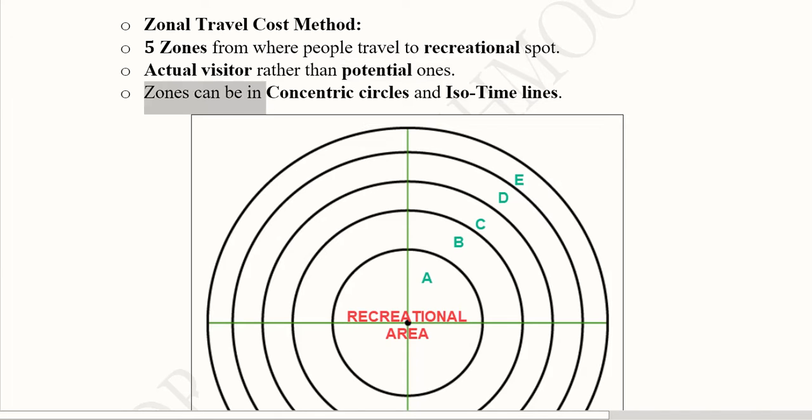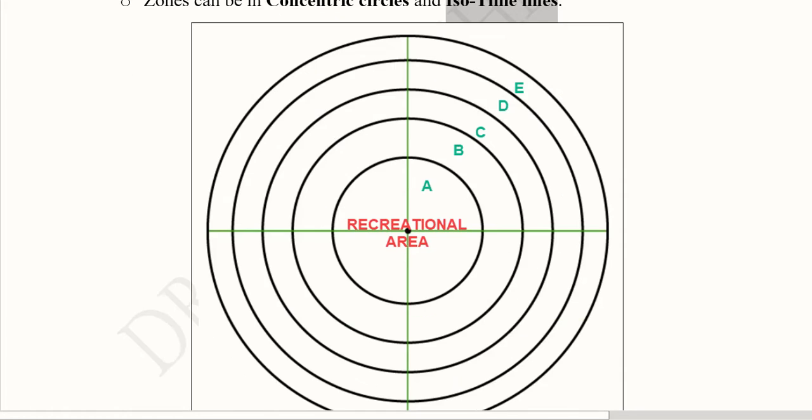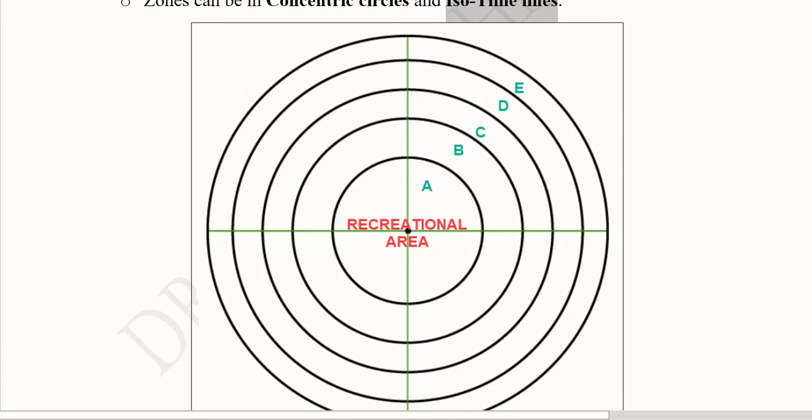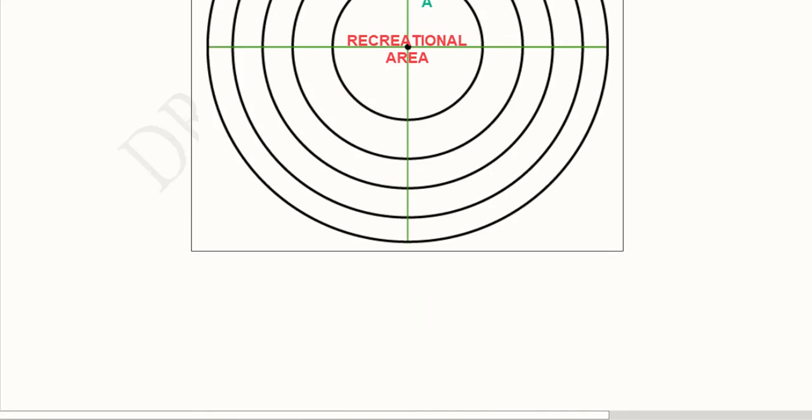Now these zones can be in various shapes. 2 possibilities are highlighted here: concentric circles and iso timelines. This is an example of the concentric circle situation, where this is the recreational area, this is zone A, zone B, zone C, D, E. So the 5 zones have been highlighted. This is the closest, so more people are likely to come from here, and this is the farthest, and fewer people are likely to come from here to the recreational area.